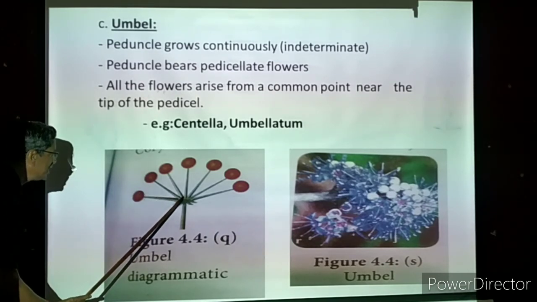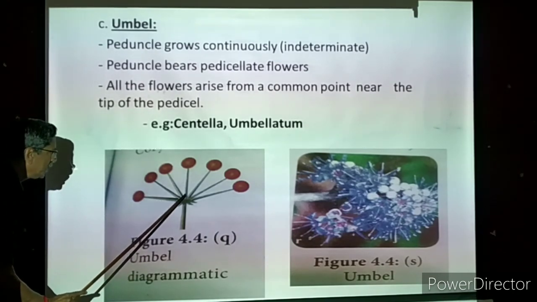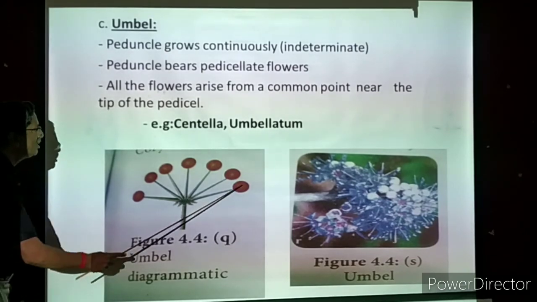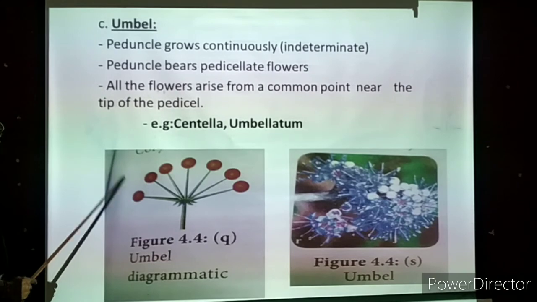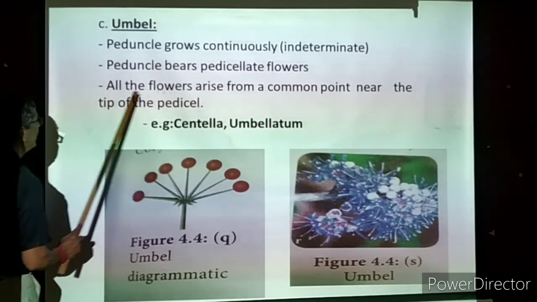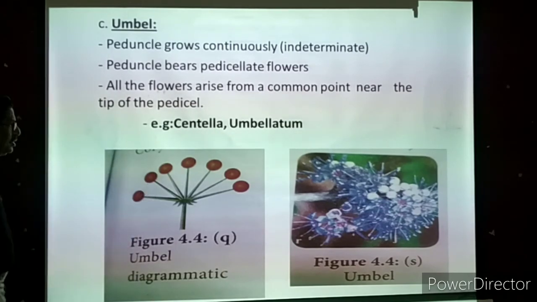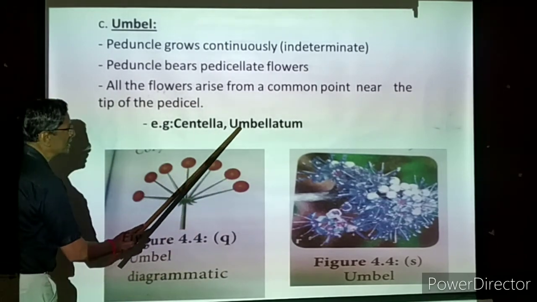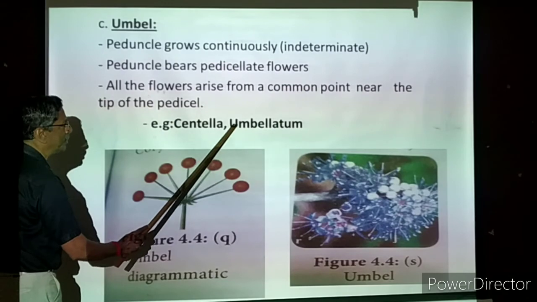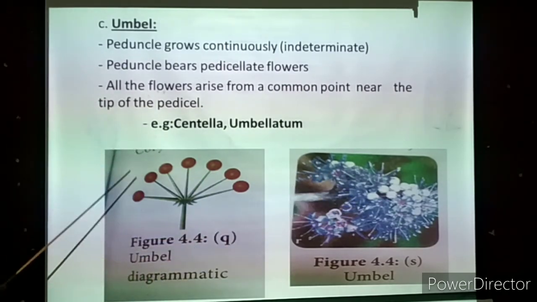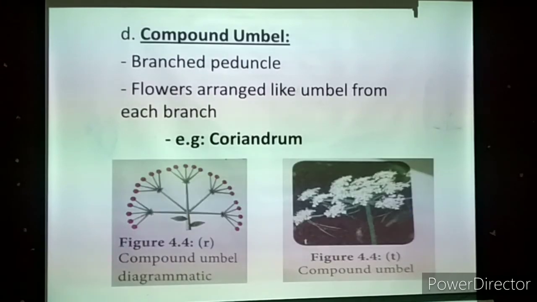Now the peduncle is still one step little away. Below that, maybe about half an inch below that, one common point, all the flowers are arising from the common point. Example, Centella. Now this is actually the umbel. Okay, so that is the umbel inflorescence.